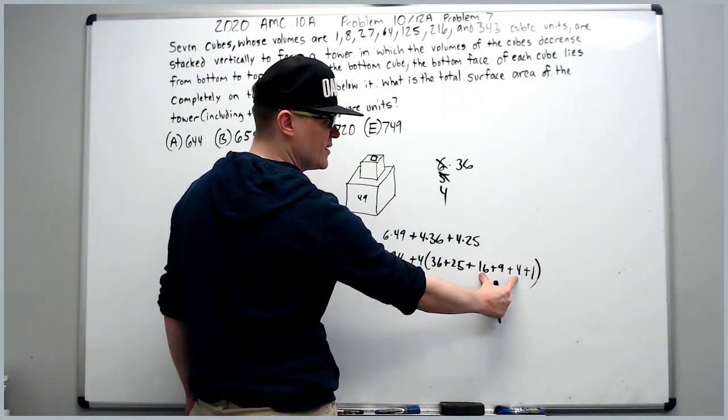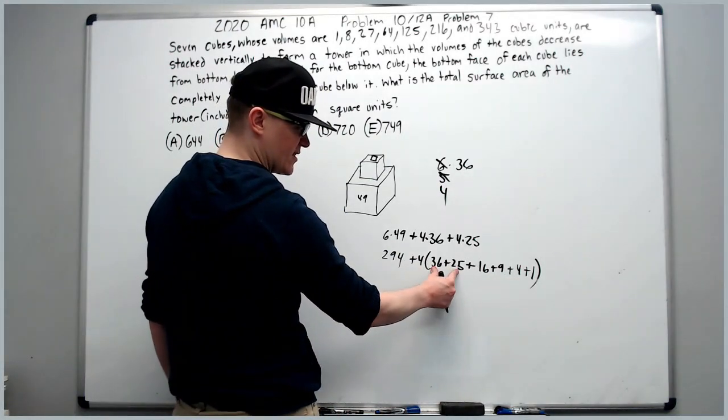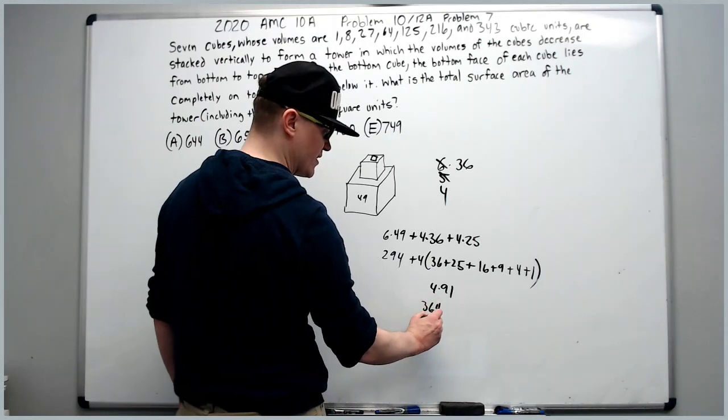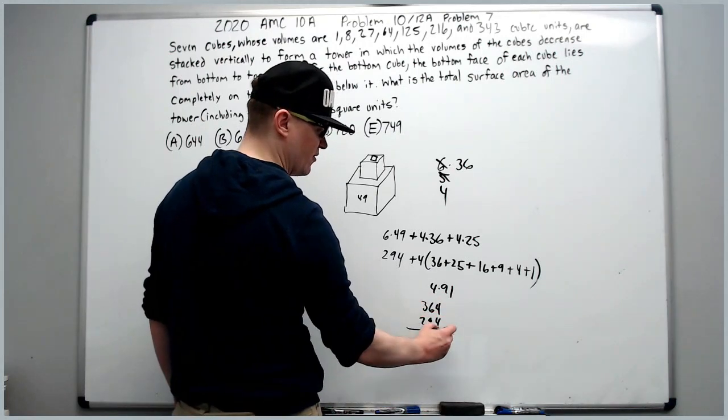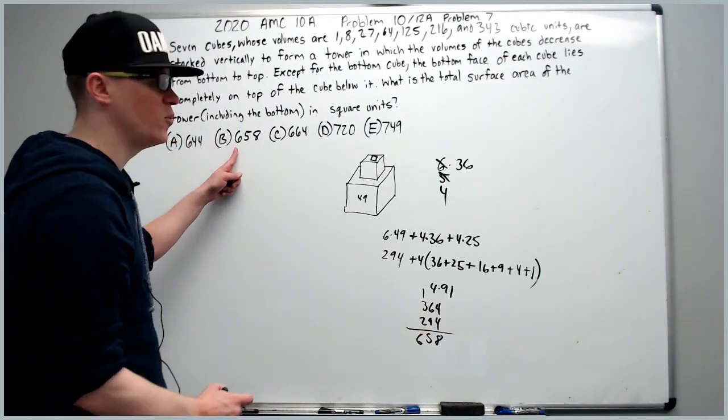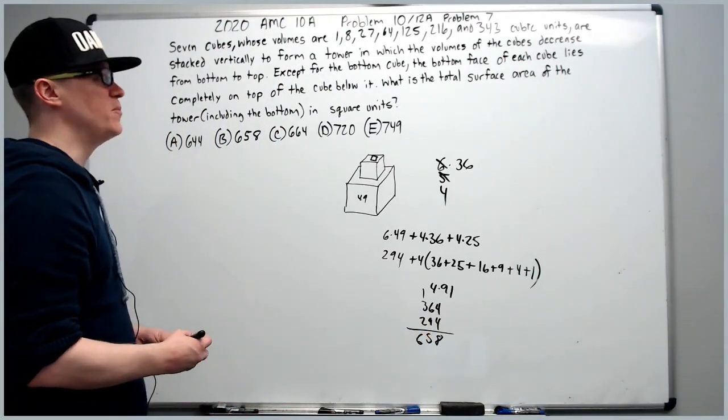10 and 20 is 30. And this is 61 to give 91, times 4 is 364. Add 294 to get 8, 5, carry the 1, 658, which is answer choice B.